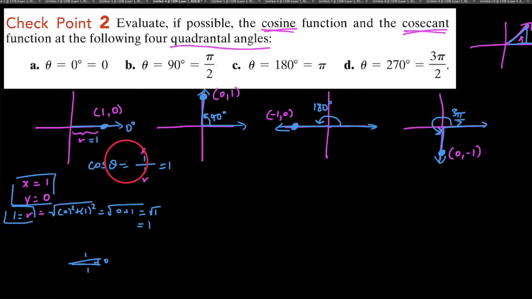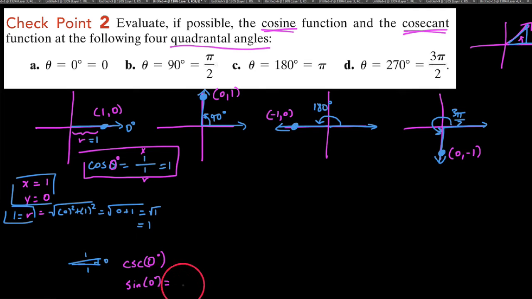And what we find out is the cosine of our angle here, which, by the way, I need to scratch this out and put, cosine of 0 degrees is equal to 1. Now, for the cosecant of 0 degrees. The interesting thing here is that we're going to start by finding the sine of 0 degrees first and then reciprocating it. So the sine of 0 degrees would be y over r. Our y value is 0, our r value is 1, so we get 0 divided by 1, which is 0.